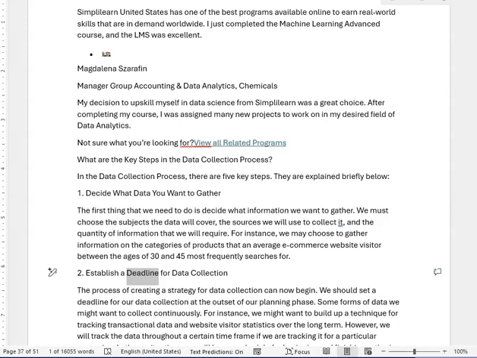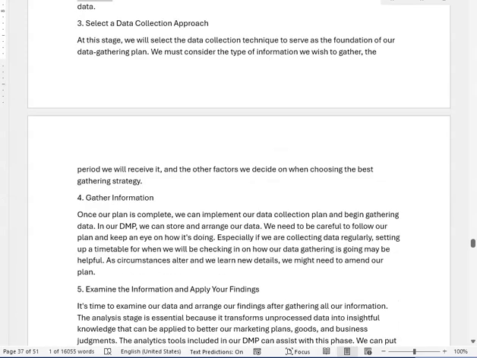2. Establish a deadline for data collection. The process of creating a strategy for data collection can now begin. We should set a deadline for our data collection at the outset of our planning phase. Some forms of data we might want to collect continuously. For instance, we might want to build up a technique for tracking transactional data and website visitor statistics over the long term. However, we will track the data throughout a certain time frame if we are tracking it for a particular campaign. In these situations, we will have a schedule for beginning and finishing gathering data.